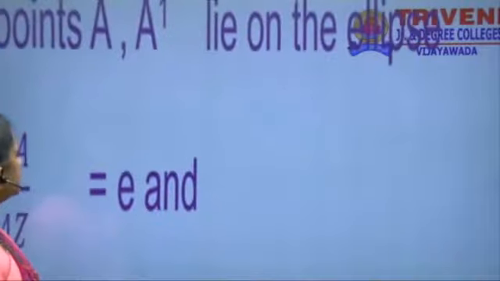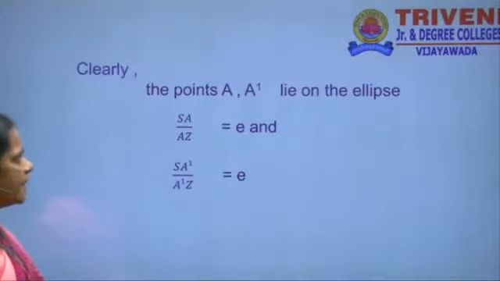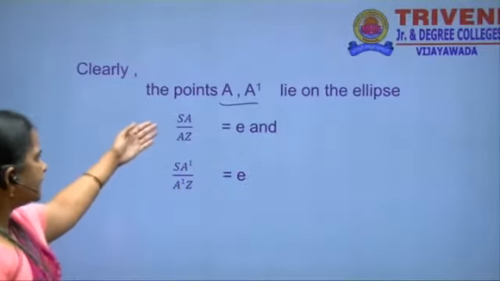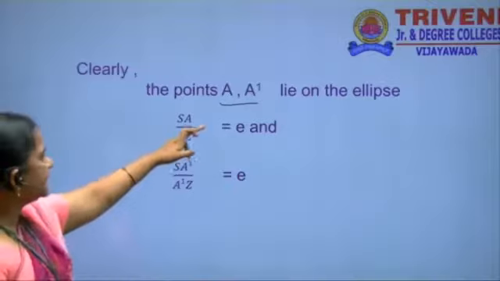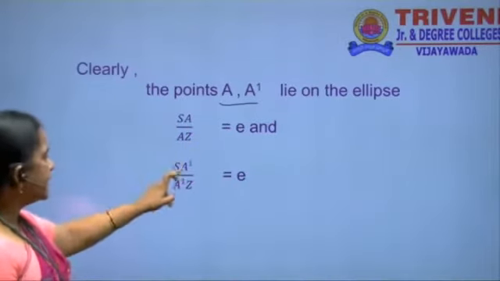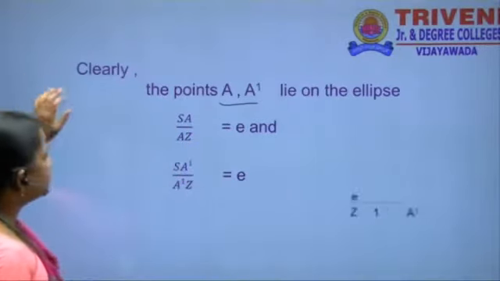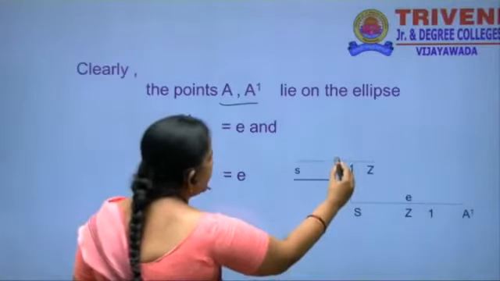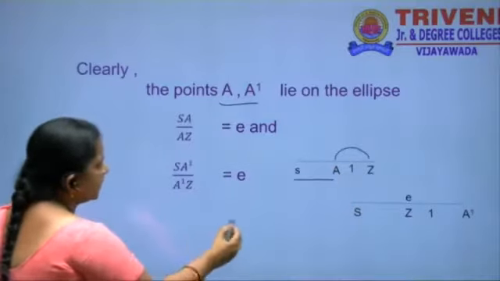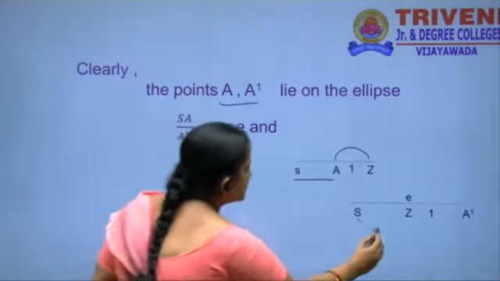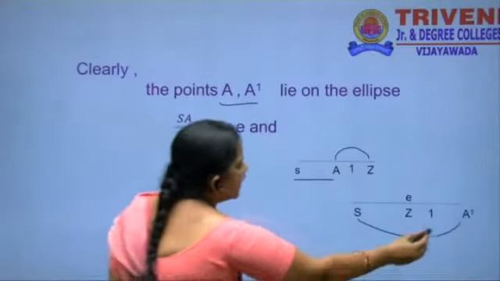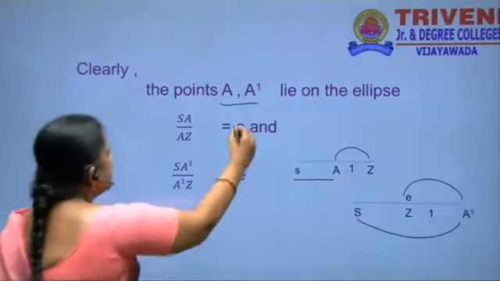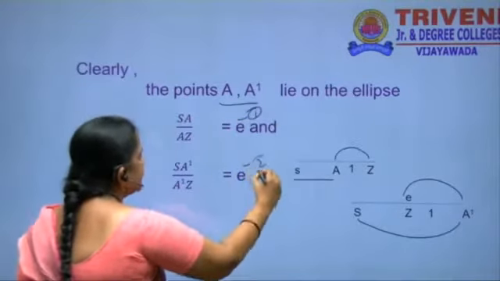And then clearly the points A and A dash lie on the ellipse. Then by the definition of the ellipse, SA by AZ is equal to E. Similarly, SA dash by A dash Z is equal to E. This is equation 1 and this is equation 2.